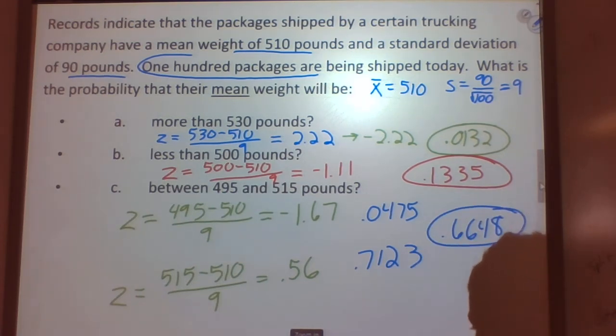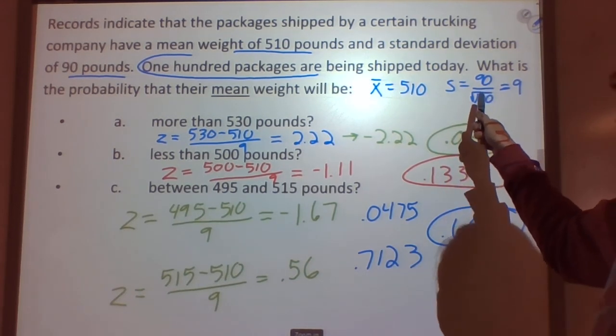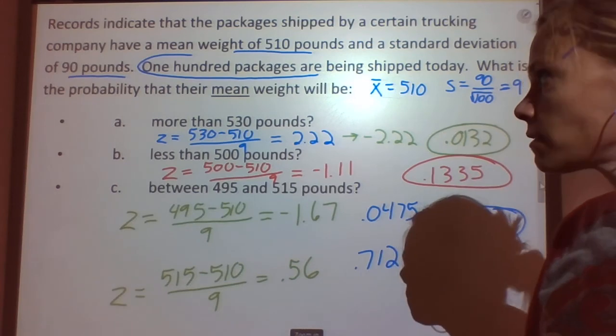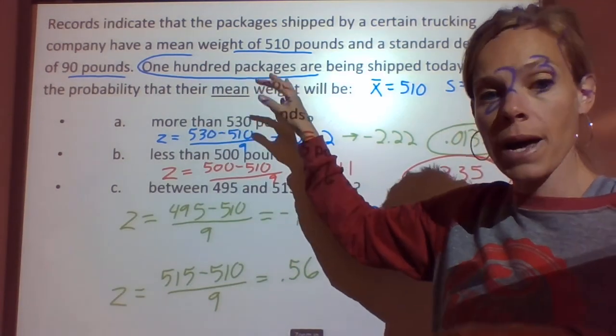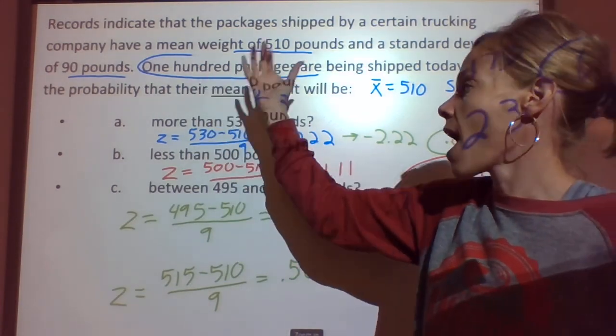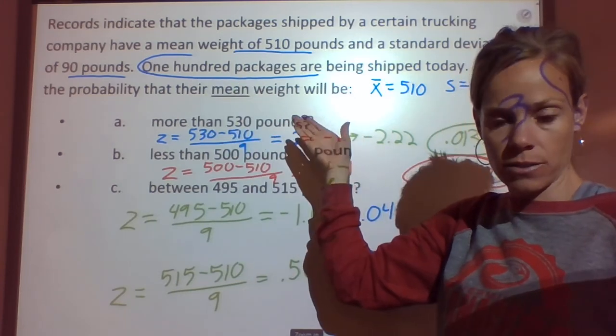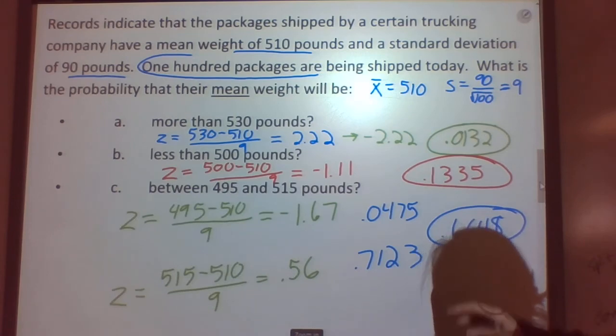Okay. So as you can see, it's everything we were doing in 5-2 except for the standard deviation changes. Instead of a single package, it's talking about the average, the mean weight of 100 packages. Let's try another example.